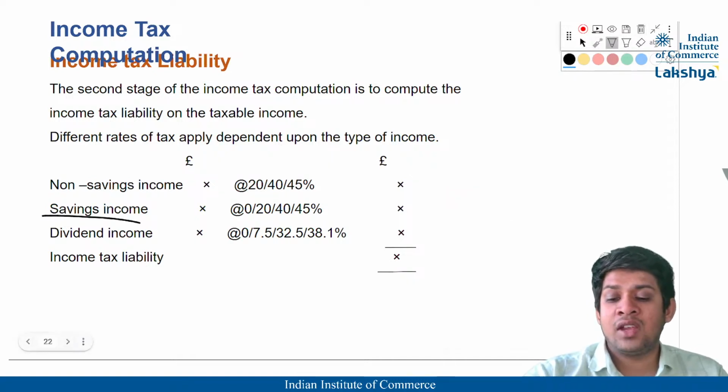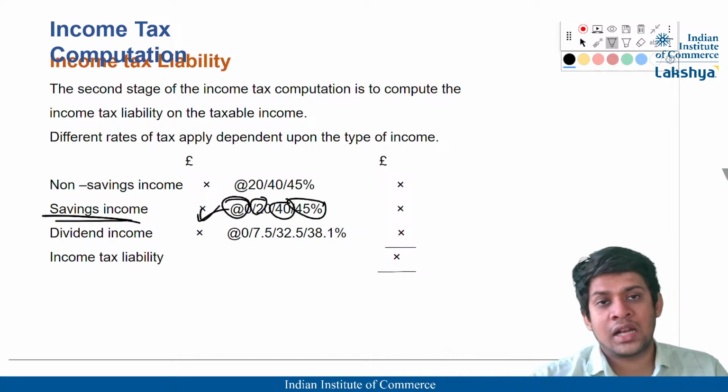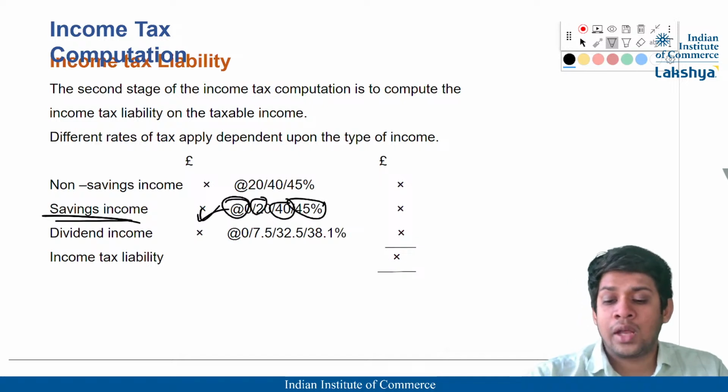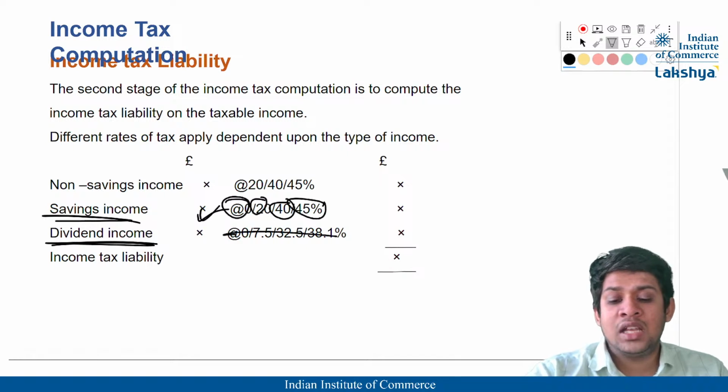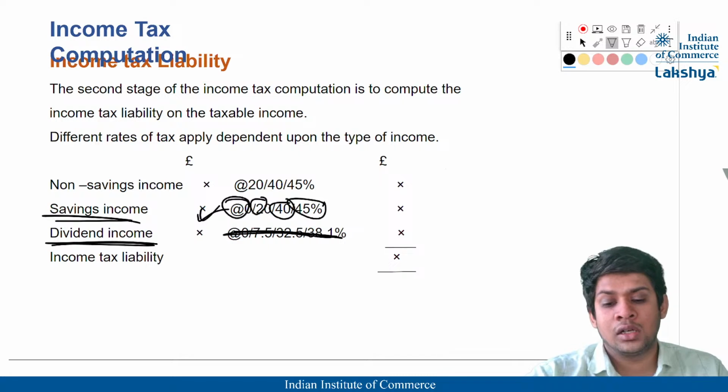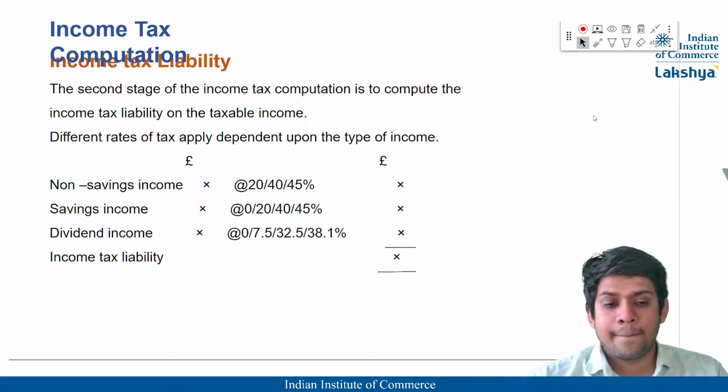On my savings income, guys, it will be 0, 20, 40 and 45. The 0 will apply because of certain exemptions that I will be given, which I'll make you understand later. Now for dividend income, these rates are not applicable. I'll show you the new rates once we reach the investment income chapter.